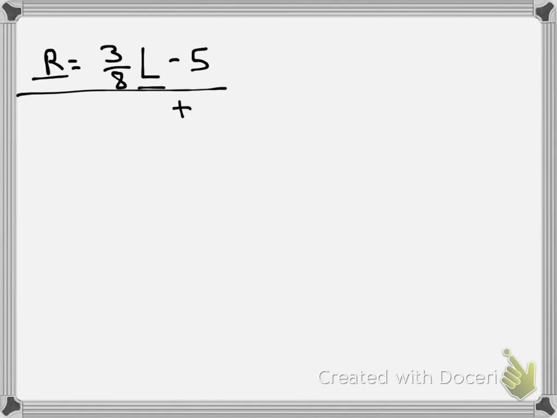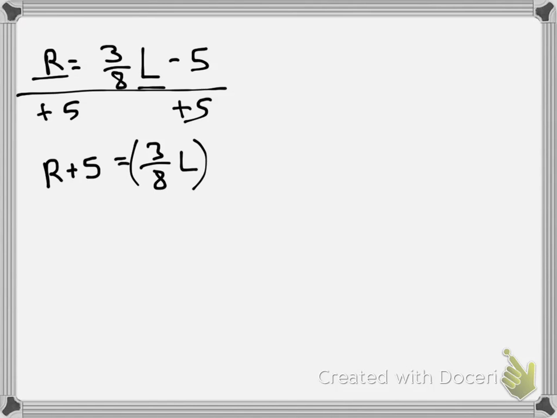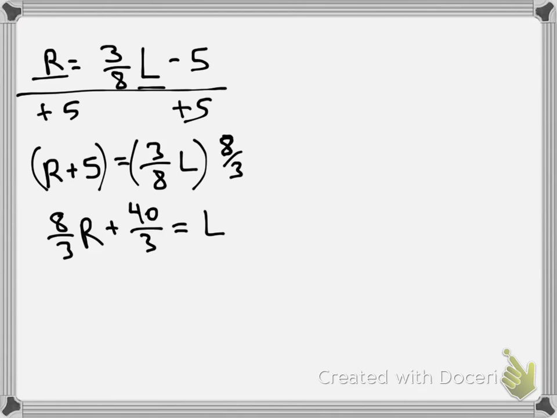So you start off with adding 5 on both sides, and you get r plus 5 is equal to 3 over 8 L. And then your last step there, you can multiply both sides by the reciprocal, so 8 over 3. And then you get 8 over 3 r plus 40 over 3 is equal to L. So now you've taken the inverse of this model, and now everything's in terms of r.